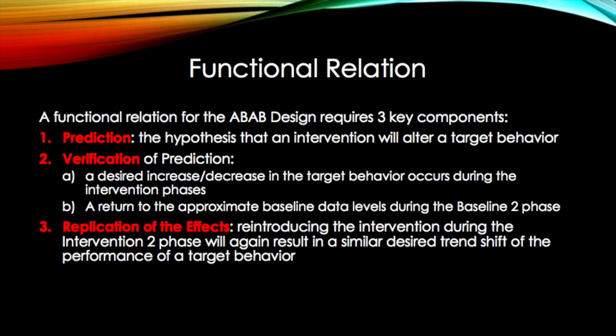The ABAB design must meet 3 components before there can be said to be a functional relationship between the intervention and target behavior. Prediction requires an instructional statement that a particular intervention will alter the target behavior. The verification of prediction component is met when a desired increase or decrease in the target behavior occurs during the intervention phase. Additionally, there must be a return to the approximate baseline data levels during the Baseline 2 phase.